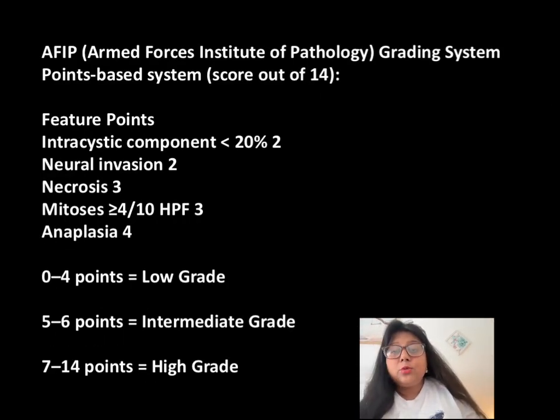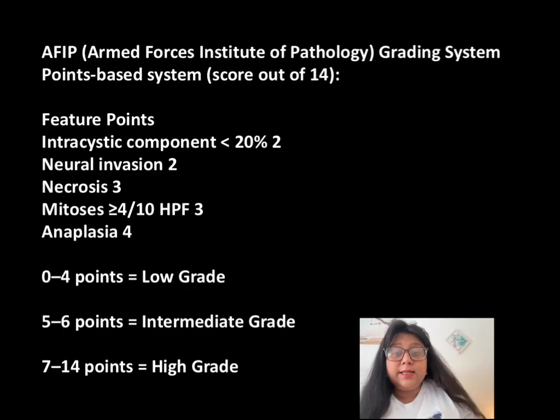There are many types of grading system for mucoepidermoid carcinoma. Here I have talked about the Armed Forces Institute of Pathology grading system, which is a point-based system. The points are given on components like intracystic component, neural invasion, necrosis, mitosis, and anaplasia. Depending upon the points given to them, as I have written here, intracystic component less than 20% is 2 points. Neural invasion is 2 points.